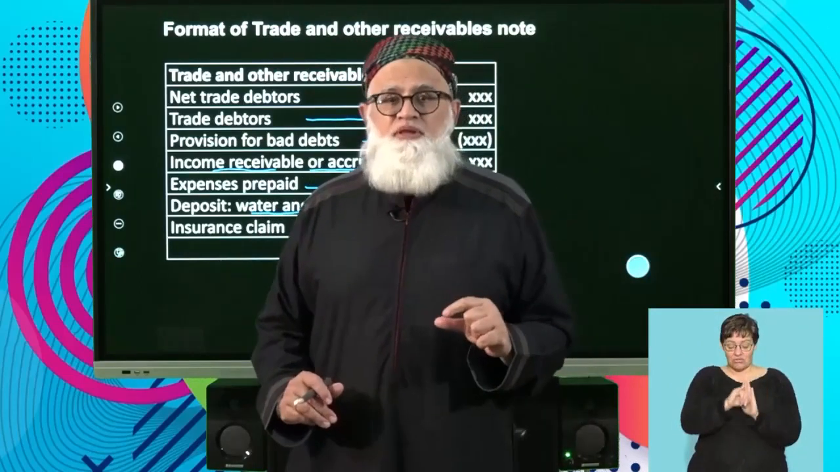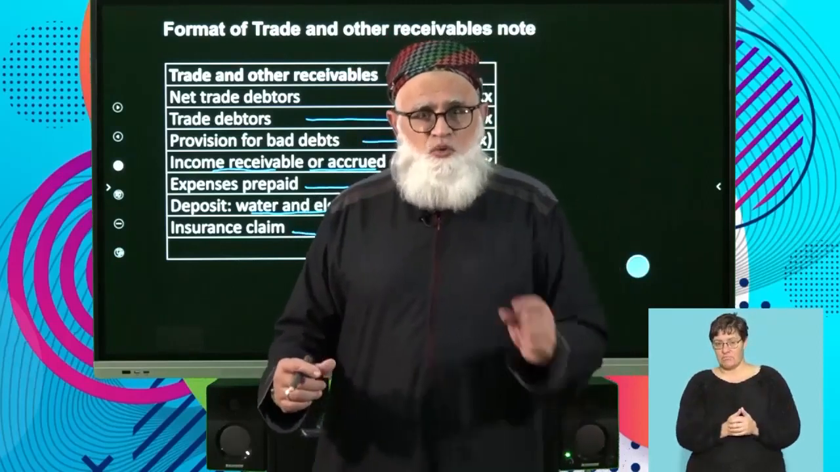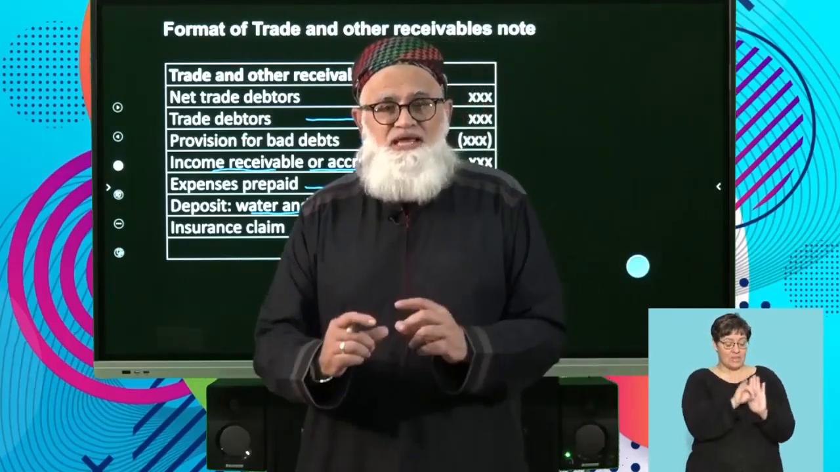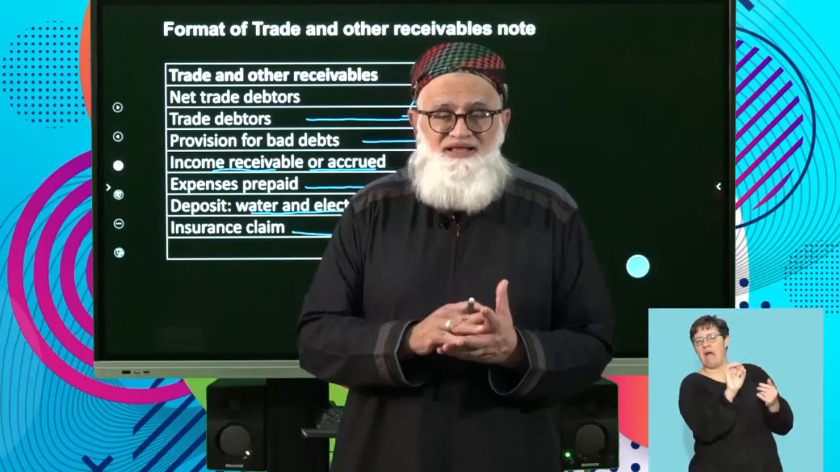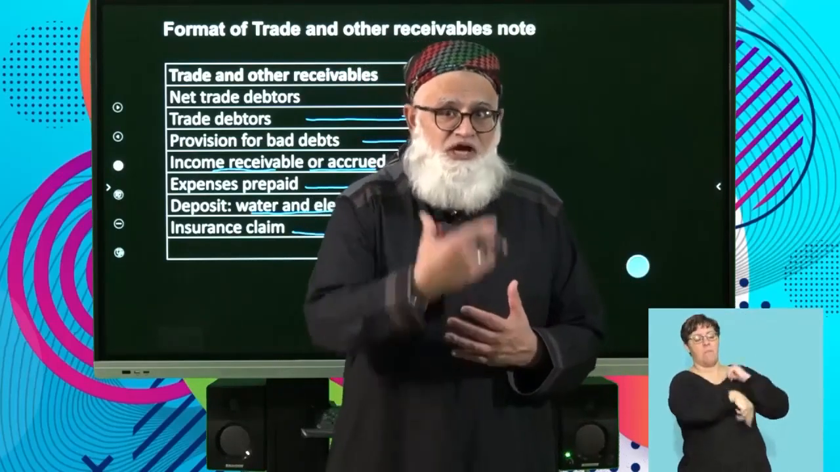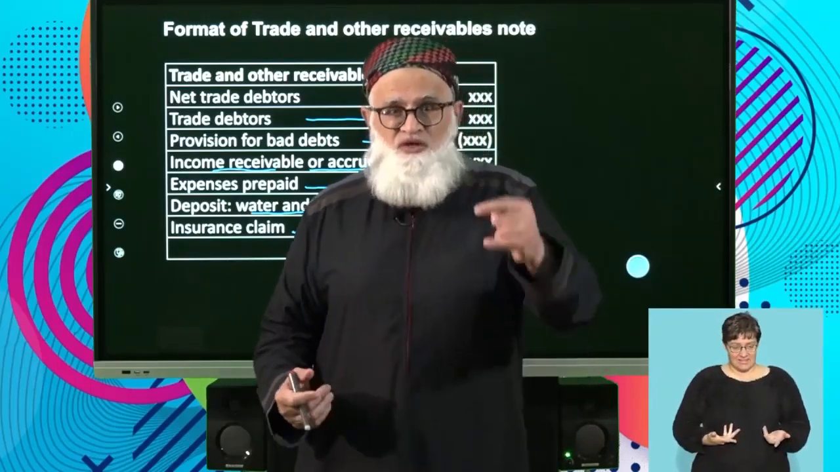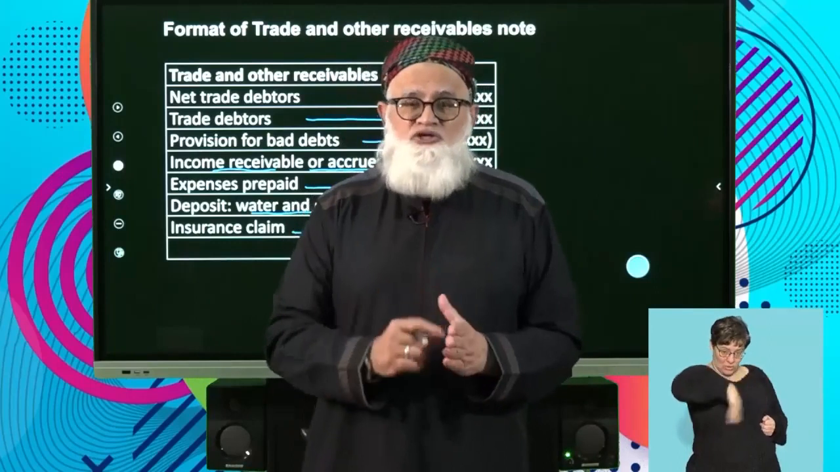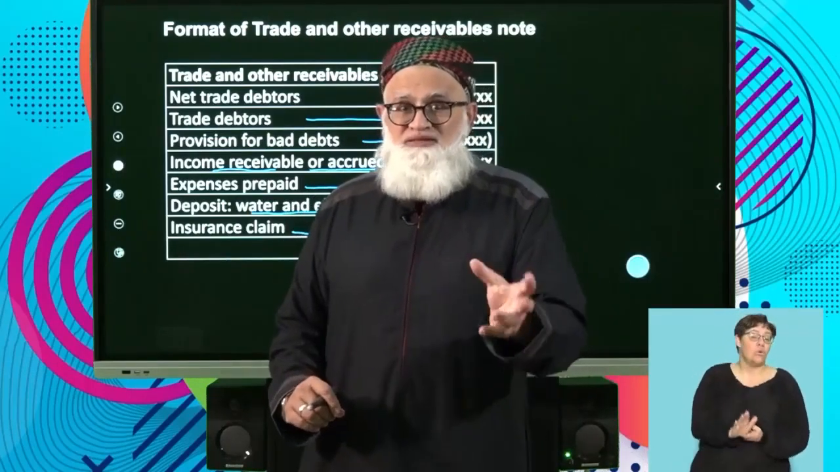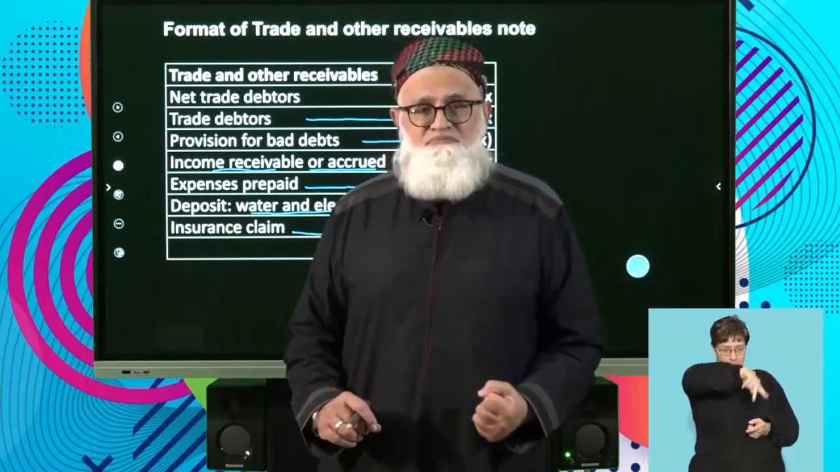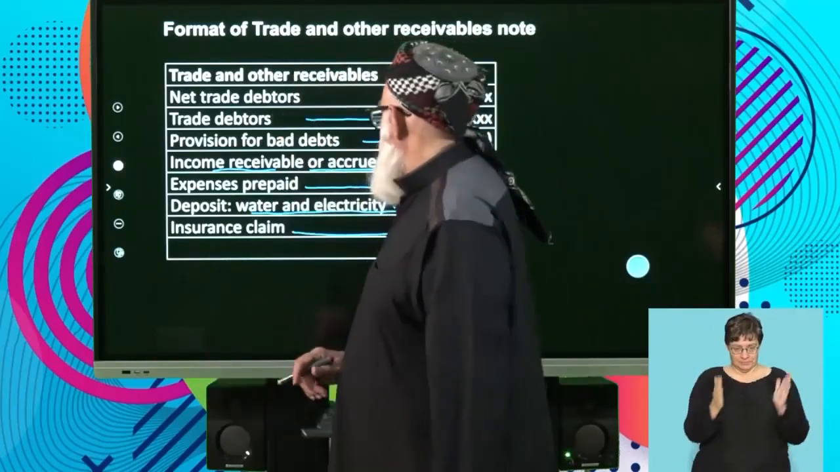Insurance claim, we've alluded to this in many of our lessons, but a reminder is beneficial once again. That claim that you've lodged with the insurance company, they've accepted the claim, acknowledged it, but haven't paid you as yet. Therefore, that figure is part of your trade and other receivables because it indicates that they owe you that money. Clear? Well done. Next one.